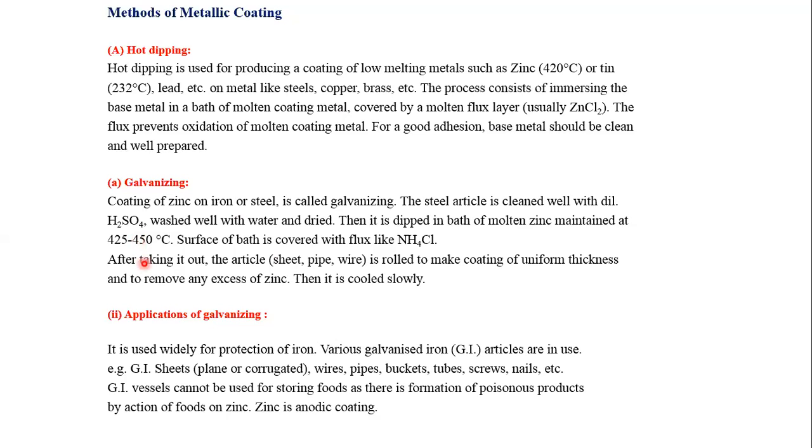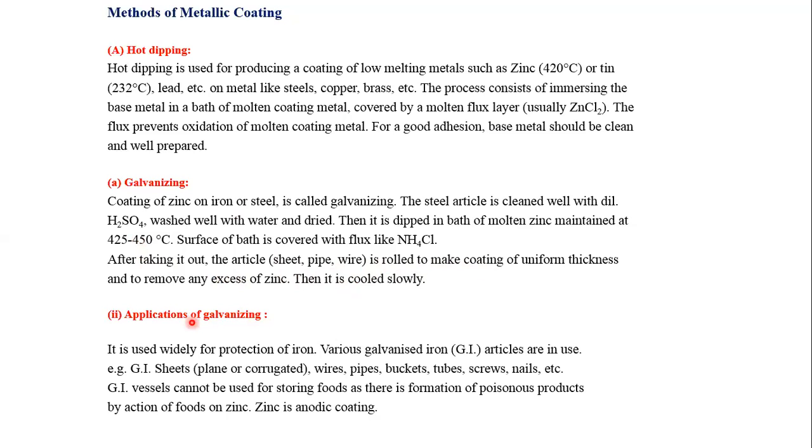Now, after taking it out, we will not get the uniform coating. To get the uniform coating, the sheets, pipes or articles are passed through rollers to get a uniform thickness and remove the excess zinc. And then after that, pulled slowly, you will get the galvanized iron sheets.